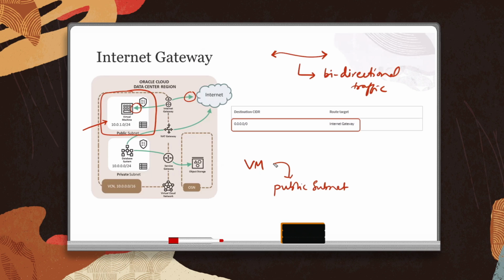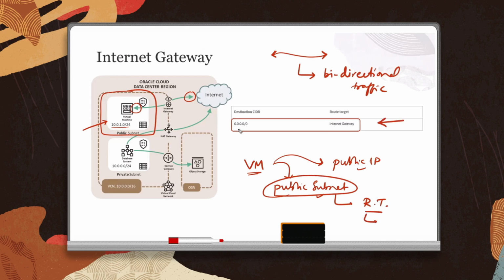This VM also has a public IP associated with it. It's not represented here, but this is the CIDR of the public subnet. But this VM also has a public IP address associated with it, and it's deployed in a public subnet. What this VM also has is that because it is deployed in a public subnet, there is a route table associated with the public subnet where there is a route out to the internet through internet gateway. Now, these are the three conditions.